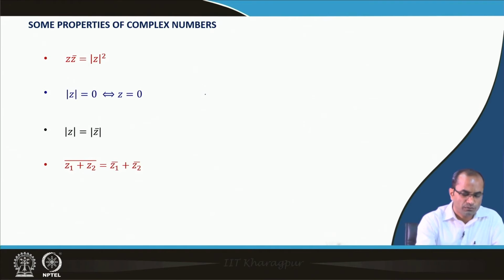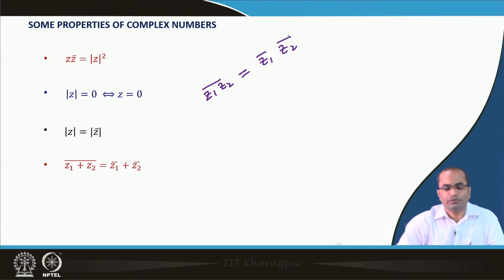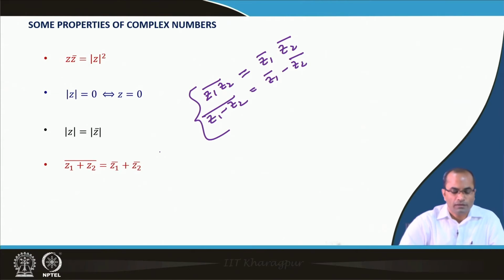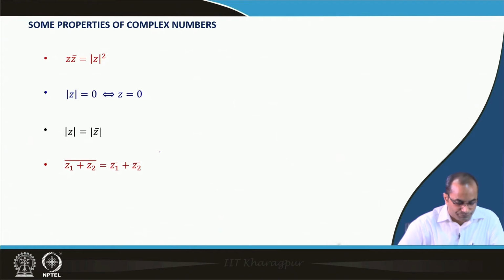Similarly, we can also prove this for the product z1 z2 and its conjugate, and one can prove it also for the minus. One can prove that the conjugate of z1 minus z2 is going to be the conjugate of z1 minus the conjugate of z2. So these two also we can easily prove, as we have done for the plus.